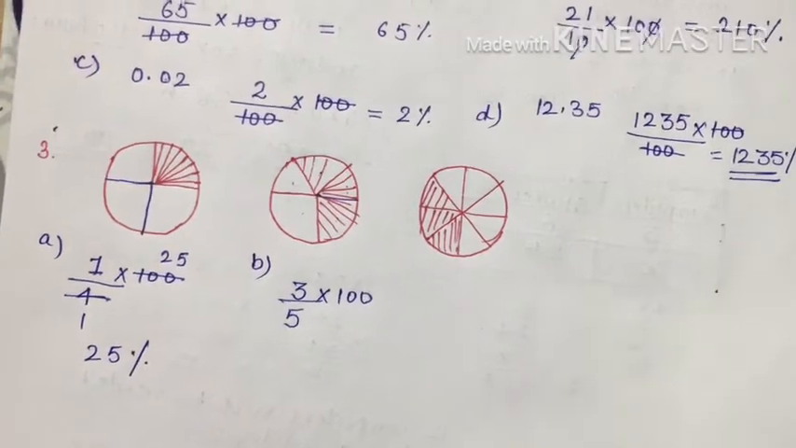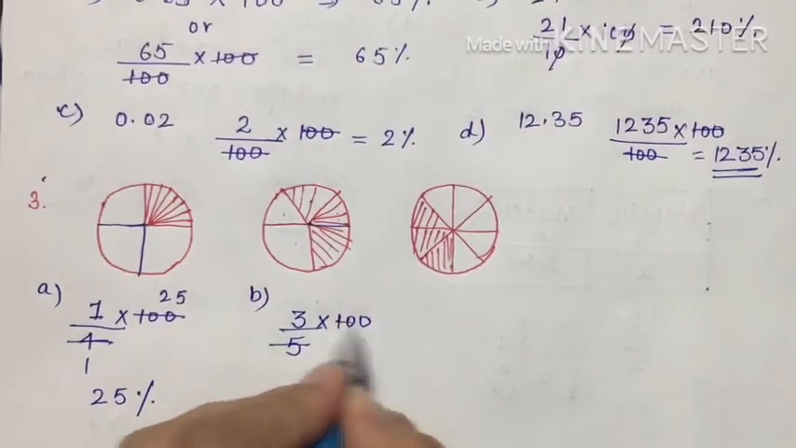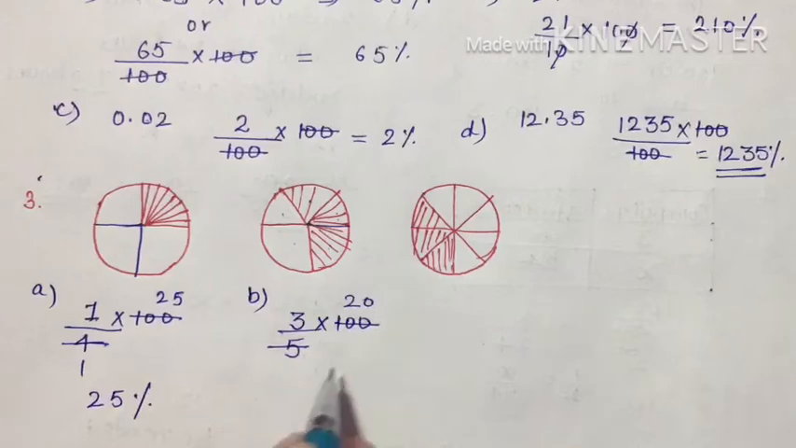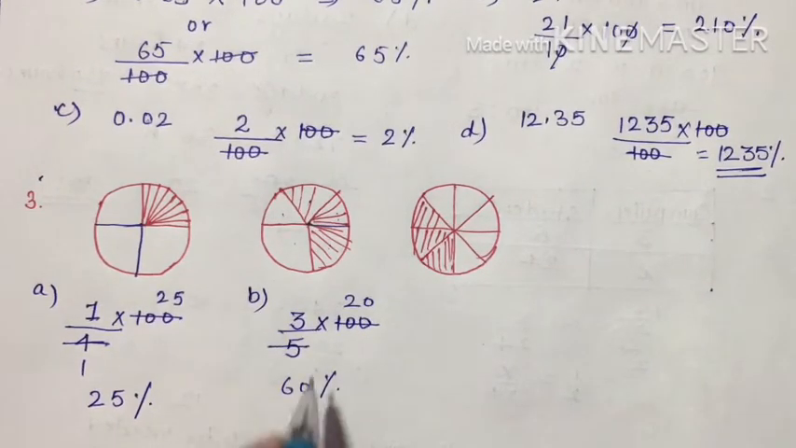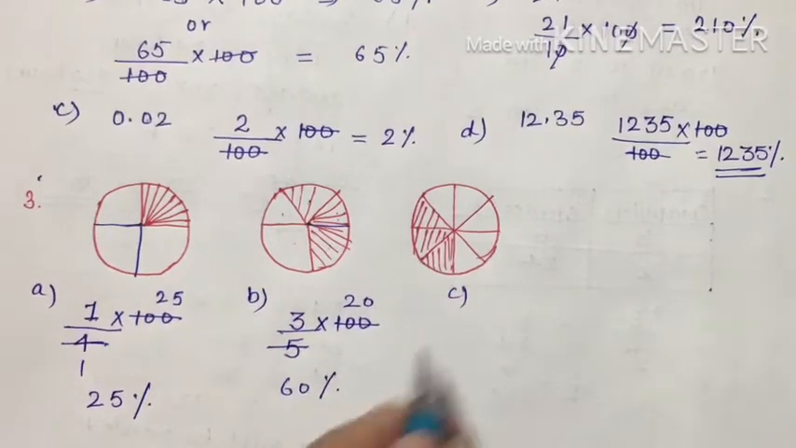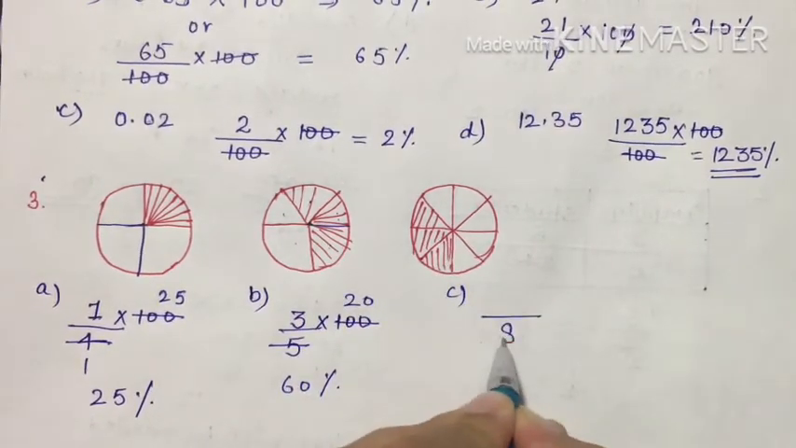Now we can cut if we are able to cut. By the table of 5 I have cut them down. 20 multiplied by 3 is 60. What is the percentage of the figure colored? That is 60%. Same way, how many total parts are there in the figure?